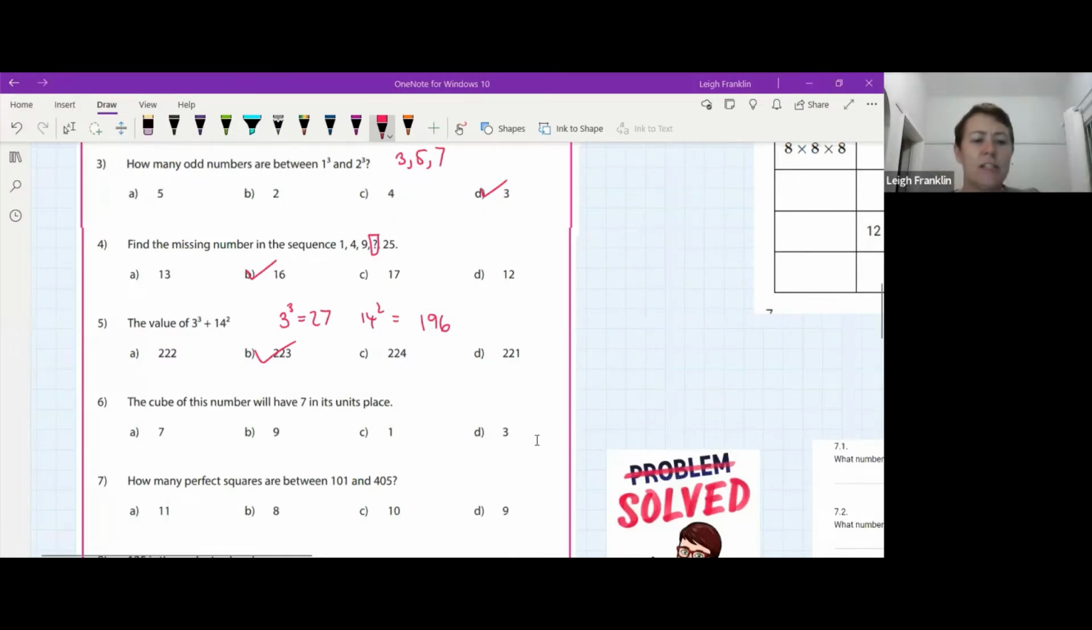Motsabang, you were going to tell us the cube of this number will have a 7 in its units place. Which number is it, Motsabang? 3. It is. Okay, well done. It's 3 because 3 cubed is 27. Lovely. Good job. Well done.